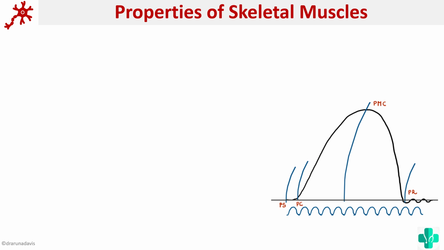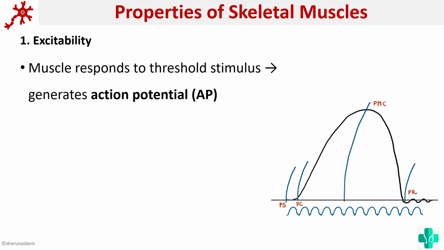First of all, what do we mean by excitability? We know what this graph is here. It's a simple muscle curve. And what is a simple muscle curve or a simple muscle twitch? When a muscle is stimulated by an electrical impulse, what happens? The muscle will contract, which means the muscle can respond to a threshold stimulus and thereby generate an action potential.